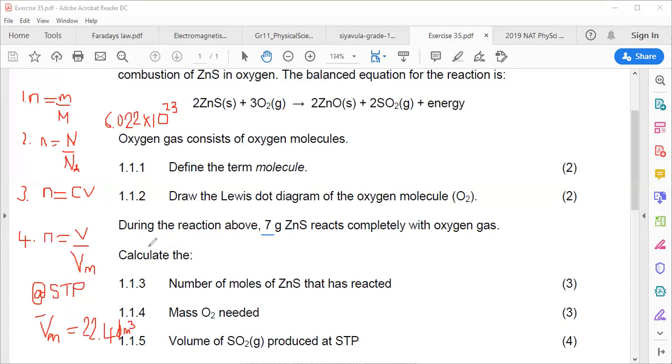All right, let's look at this one here. So we have got to calculate the number of moles of zinc sulfide. So what do we know about zinc sulfide? Zinc sulfide, we know the mass. What is the mass? 7 grams. So which equation out of the 4 are we going to use? Number 1. So we're going to use number of moles is equal to mass over molar mass.